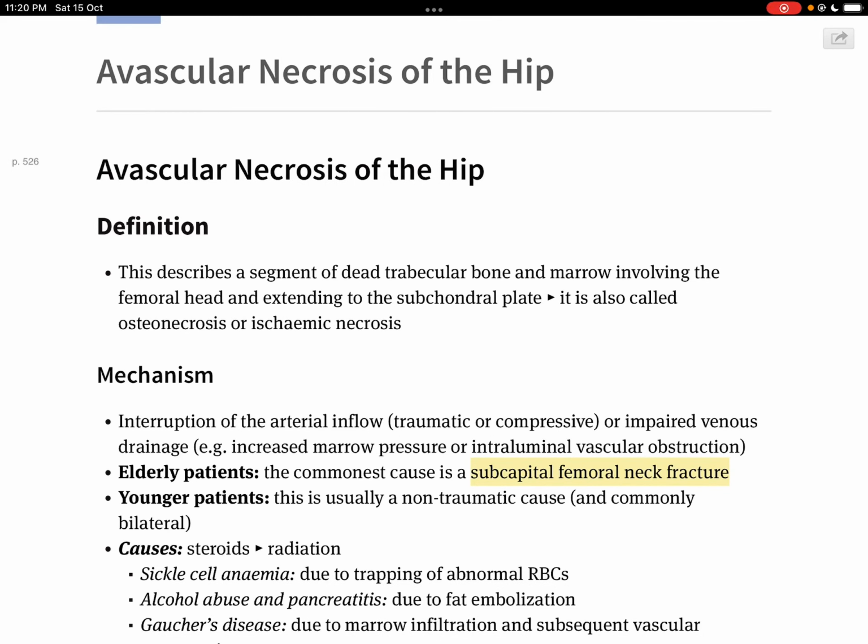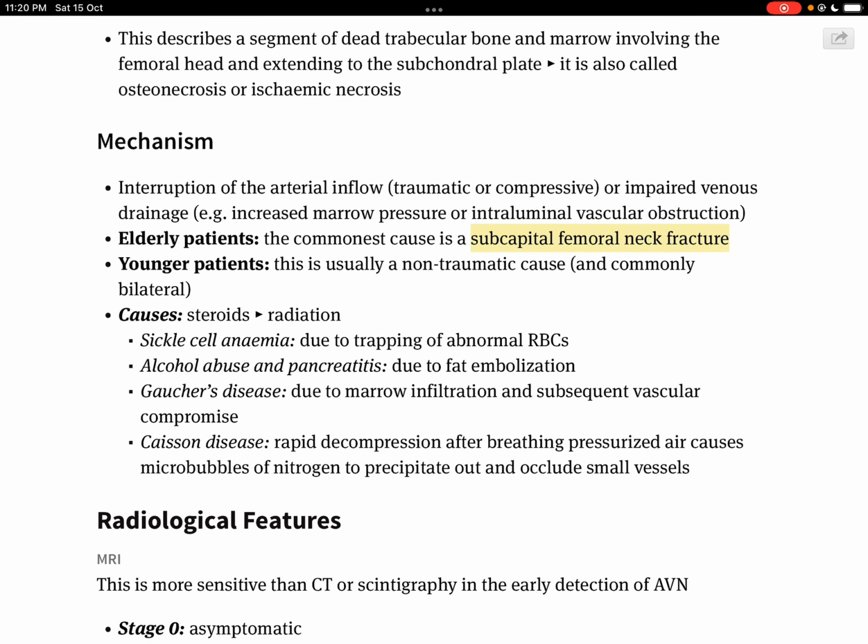So, avascular necrosis of the hip describes a segment of dead trabecular bone and marrow involving the femoral head and extending to the subchondral plate. It is also called osteonecrosis or ischemic necrosis.